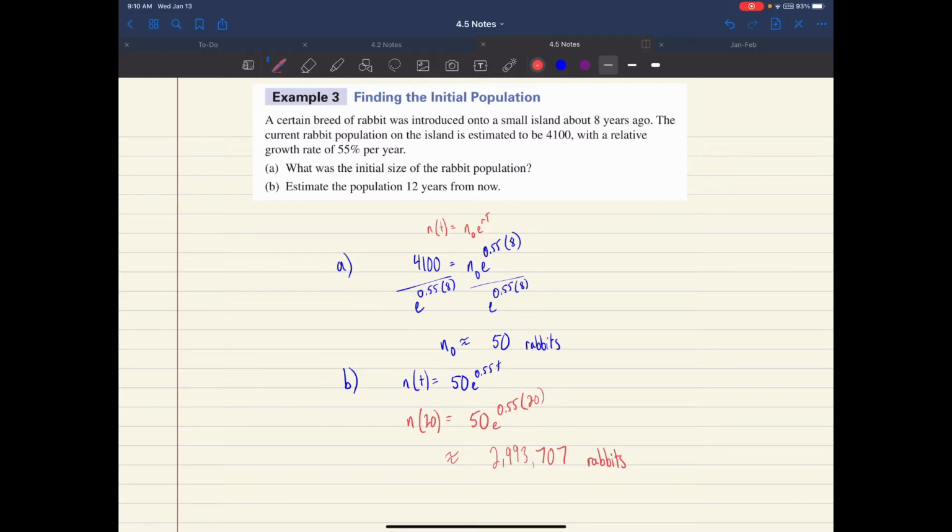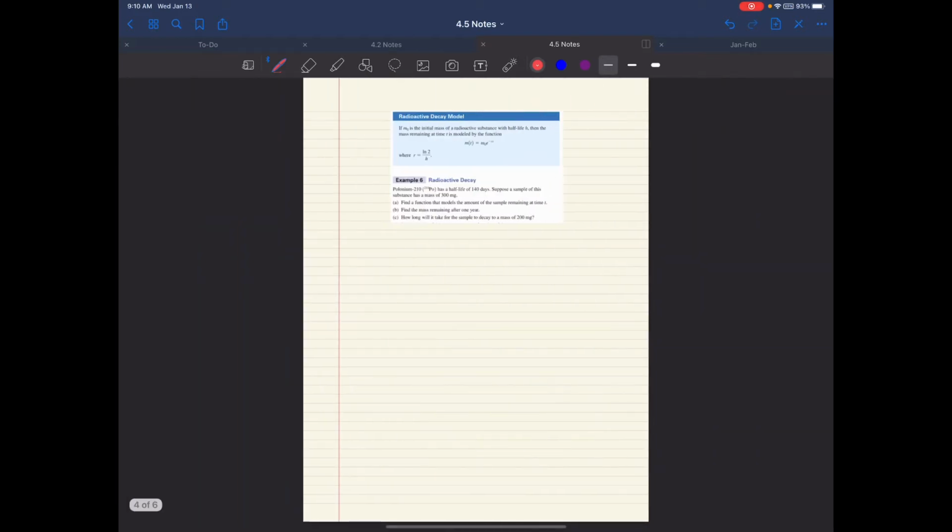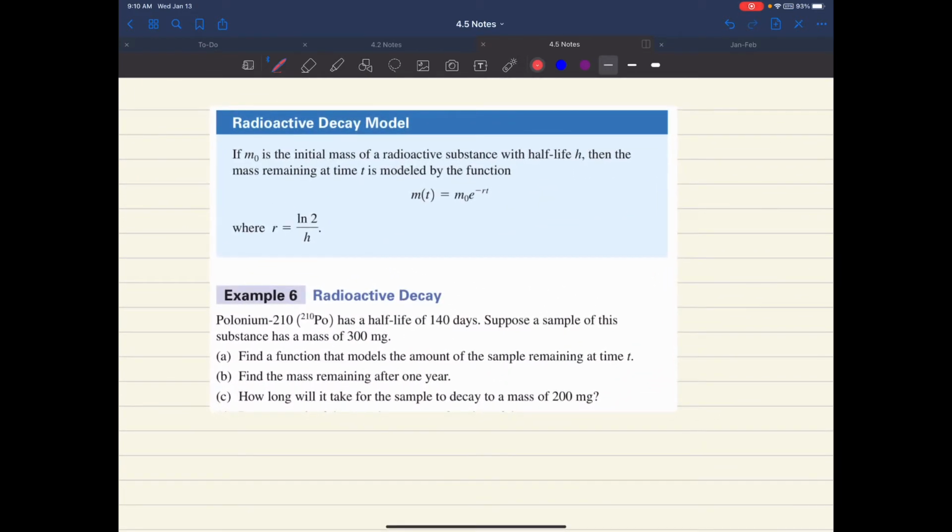Okay, so that is a pretty standard example. That feels a lot more like the homework. Okay, so we have now the radioactive decay model. Now this one looks very much like the exponential growth model, except it's decay.